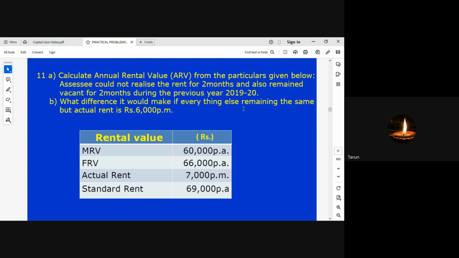This is also another question, in the same format. You need to calculate the annual rental value from the particulars. The SSC couldn't realize the rent for 2 months and the property also remained vacant for 2 months. That means there is also a loss due to the vacancy for 2 months. Also, you need to deduct the unrealized rent for 2 months in case A.